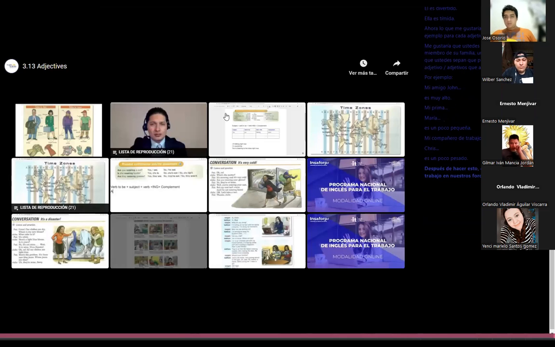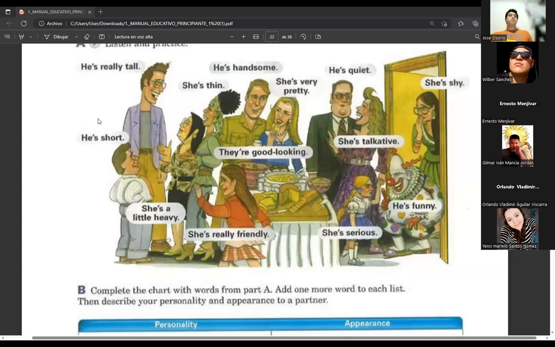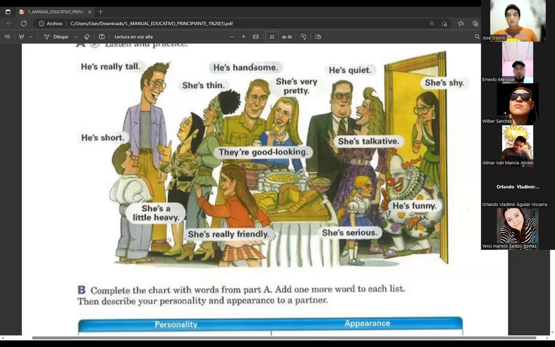Okay, entonces tenemos la descripción de estos adjetivos, adjectives. Por ejemplo, tenemos really tall. ¿Qué significa tall? Alto. Handsome. What is handsome? Guapo. Muy bonito. Ok, guapo. Usualmente es más para masculino, para hombres. Or beautiful es más para mujer.